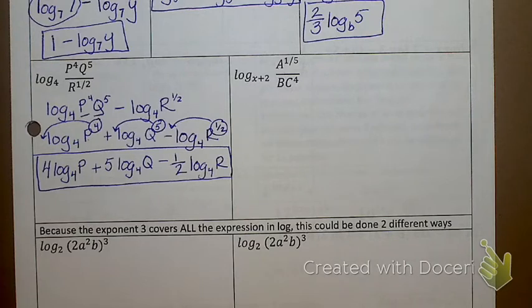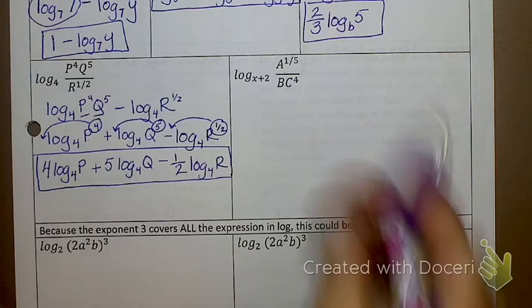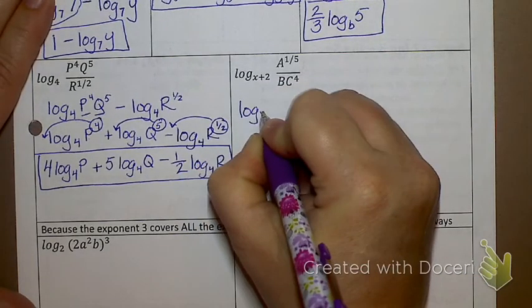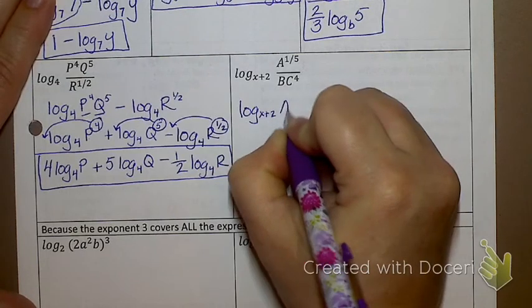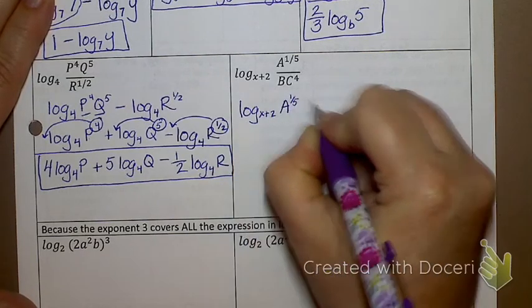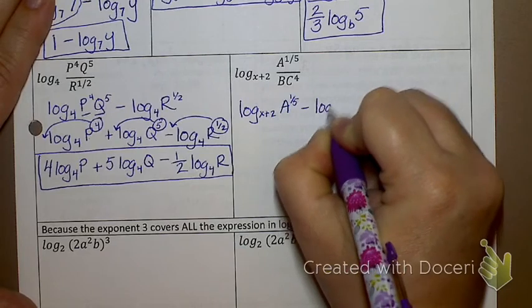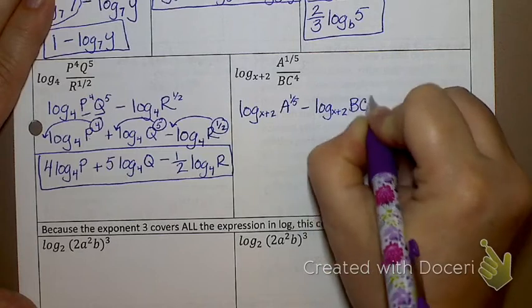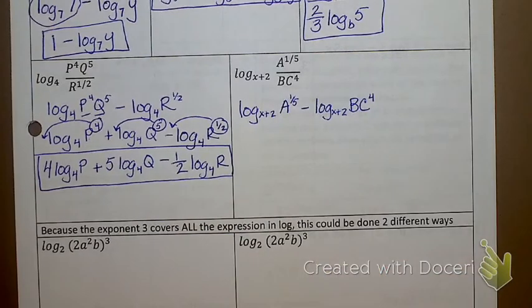Okay. Let's break it up first. What did I say was the best thing to break up first? Get rid of the fraction. So let's do the log of the top minus the log of the bottom. So log base x plus 2 of a to the 1/5 minus log base x plus 2 of b, c to the 4th. That's my first step. What else needs to be broken up now? The b and the c.